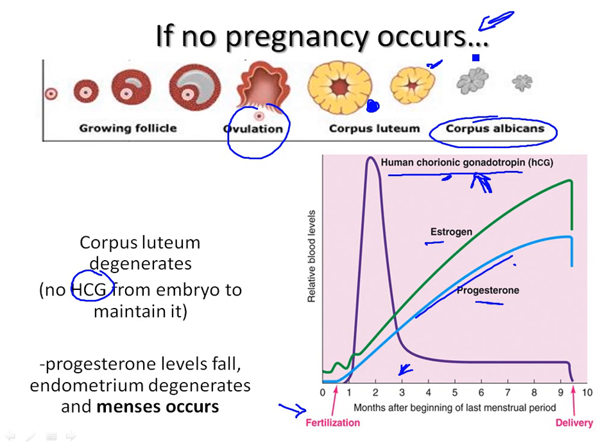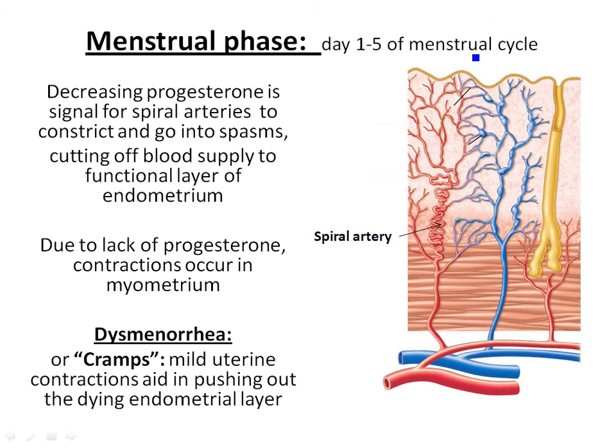Okay? So we're back to the first part of the menstrual cycle, the menstrual phase, day 1 through 5. Remember, this is a cycle, so we're going to go right back. So there's no corpus luteum here to produce our progesterone. So now the spiral arteries start to constrict. They start to go into spasms. They don't have that progesterone keeping them alive and healthy. So that cuts off the blood flow to all this tissue up here. And if you don't get blood flow, those cells will die.